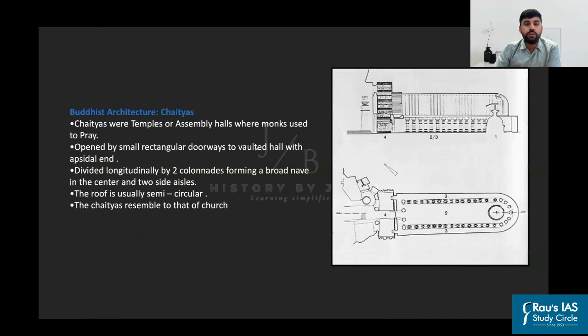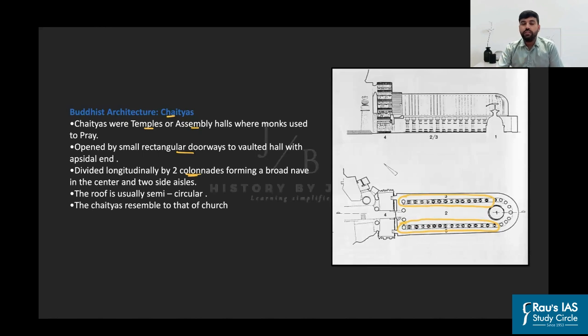Moving ahead to the last one, that is Chaitya. It is a temple or an assembly hall with small rectangular doorways, an entry gate you can say, right? And you have two longitudinal columns, as you can see over here. In a Chaitya, you don't have rooms to stay. It's not a hotel kind of thing. It's not a sarai, right? Monks are not coming here to stay. They are just coming here for worship.